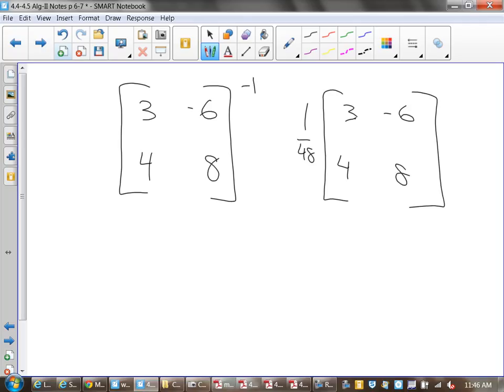3 goes into 48 how many times? 3 goes into 4 how many times? How many are left over? How many times is 3 going into 18? 6. Mr. Murphy, you've got to switch them around.